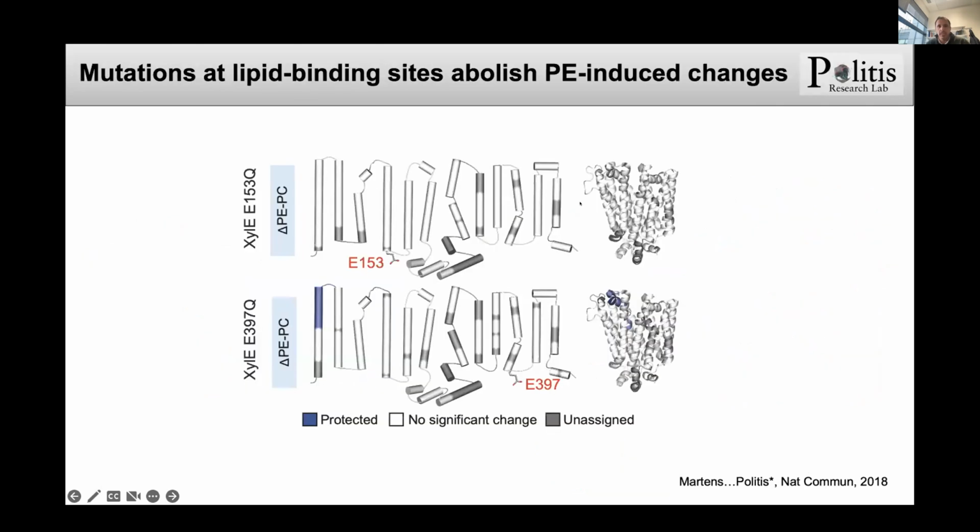And this prompted us to go on and make mutations on this interaction site, and then go back to HDX mass spectrometry and show that if we do the delta PE versus PC lipids in the mutant, where we have the interactions of lipids with the protein, we can abolish the effect we have seen before. That tells us that we have a definite protein-lipid interaction.